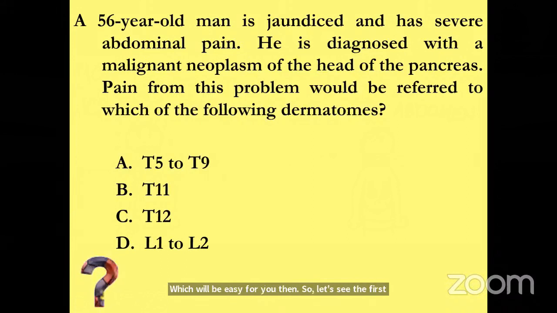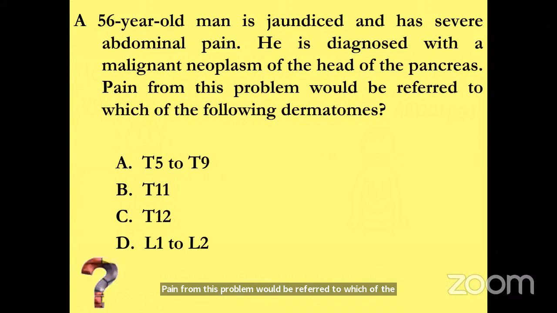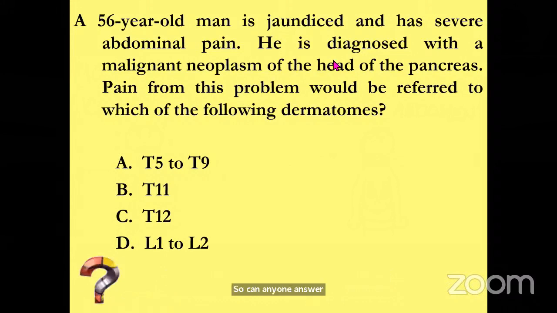A 56-year-old man is jaundiced and has severe abdominal pain. He is diagnosed with a malignant neoplasm of the head of pancreas. Pain from this problem would be referred to which of the following dermatomes? Though the question seems longer, what they are asking is which are the nerve fibers carrying the pain sensation from the pancreas. So, can anyone answer? Option A is T5 to T9, B is T11, C is T12, and D is L1 to L2. So, let's see the answer.